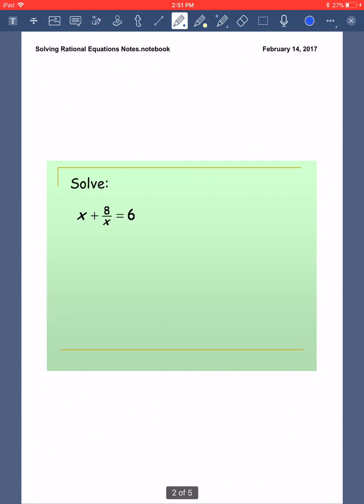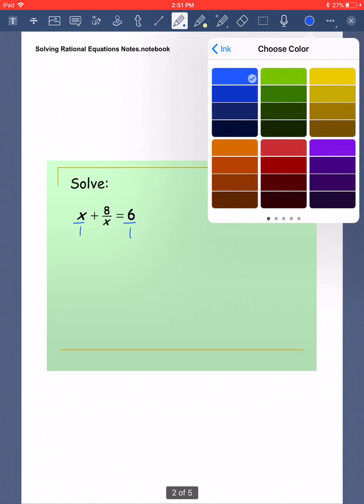So when we add fractions together, we have to have a common denominator. Same thing is going to apply here. So everything I want to have the same denominator for. So x has a denominator of 1, 8 has a denominator of x, and then 6 has a denominator of 1. So I've got 1, x, and 1. So a great common denominator is going to be x.